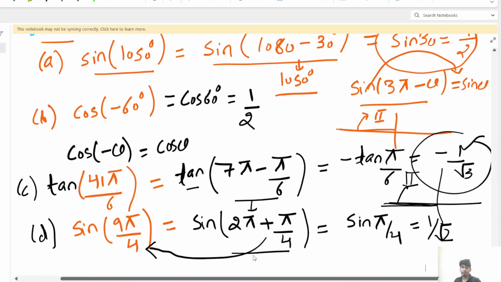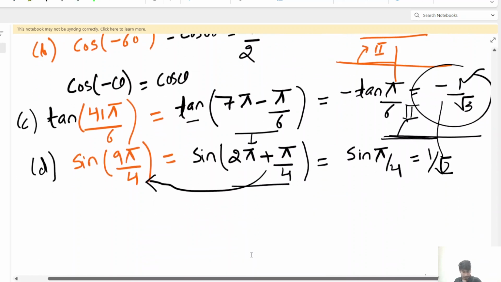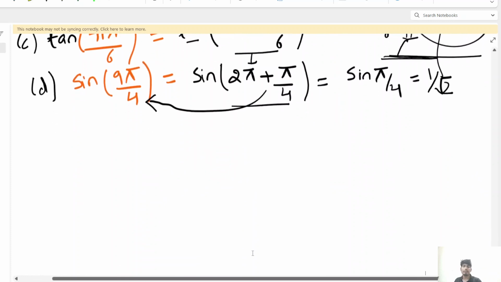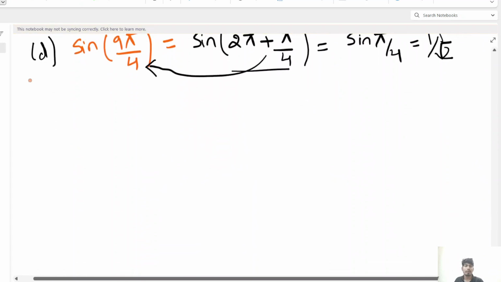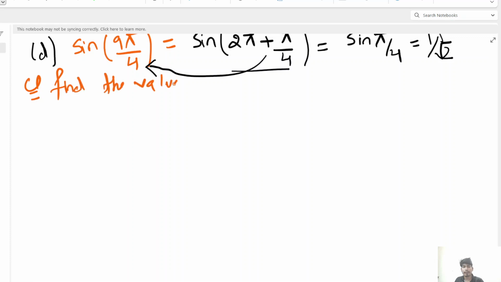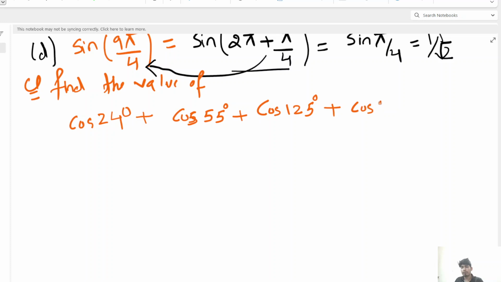So what is next? The next question is find the value of cos 24 degree plus cos 55 degree plus cos 125 degree plus cos 204 degree plus cos 300 degree. This value we have to find.